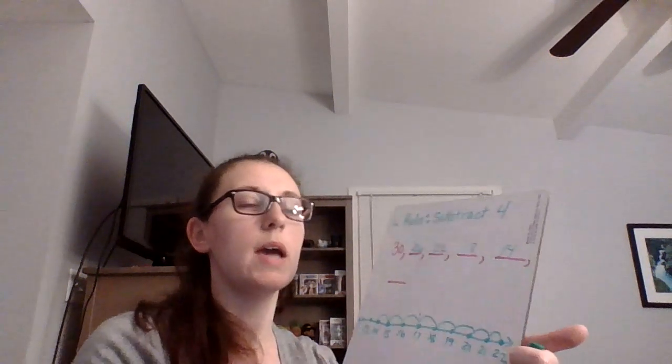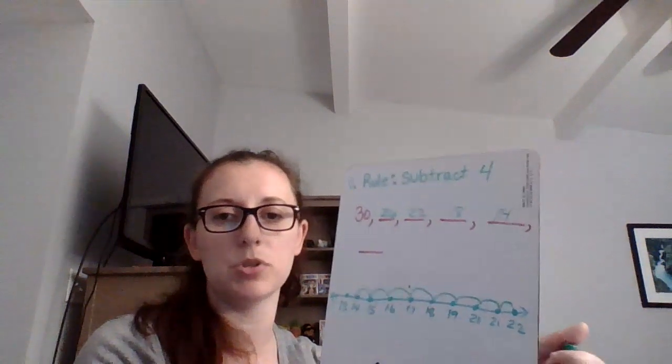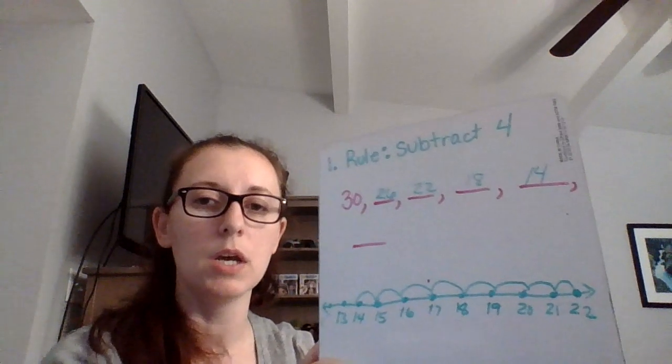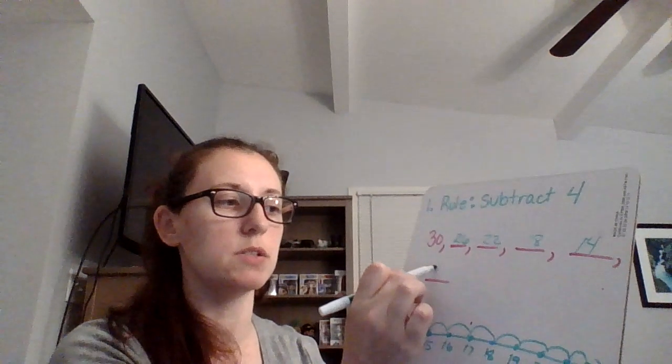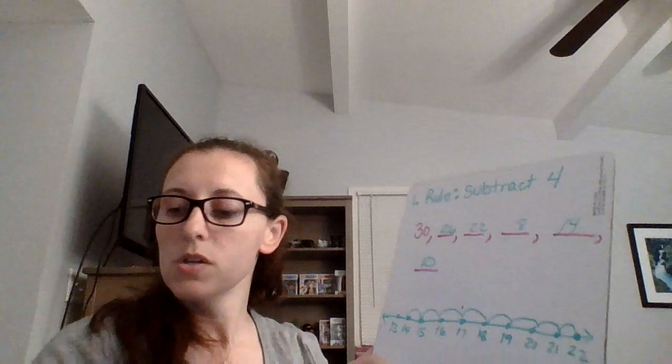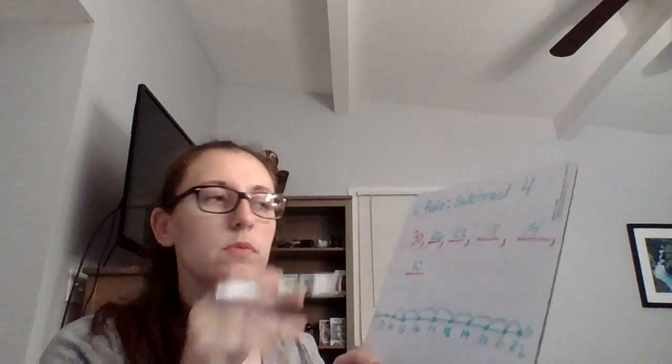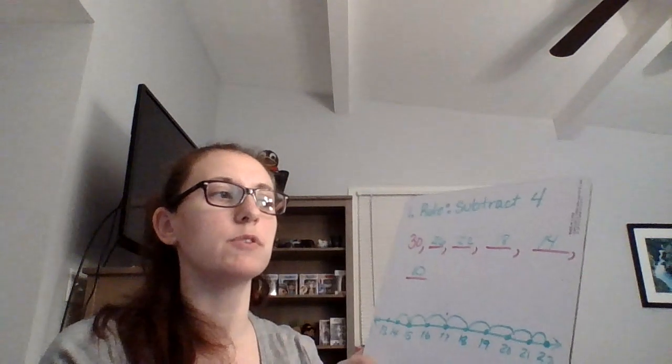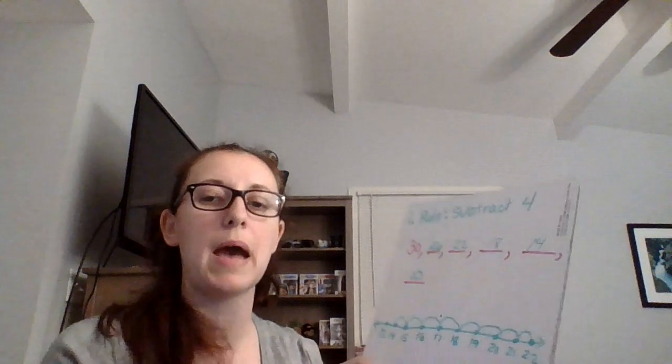All right, so 22. 1, 2, 3, 4, 18. 1, 2, 3, 4, 14. And now it's easy. I'm not going to add on to the number line. I know that 14 minus 4 is 10. So here I'm doing it backwards. They give me the rule and I now have to use that rule to find all the numbers in the pattern. I hope that this video helps to explain how to do the complex number patterns.